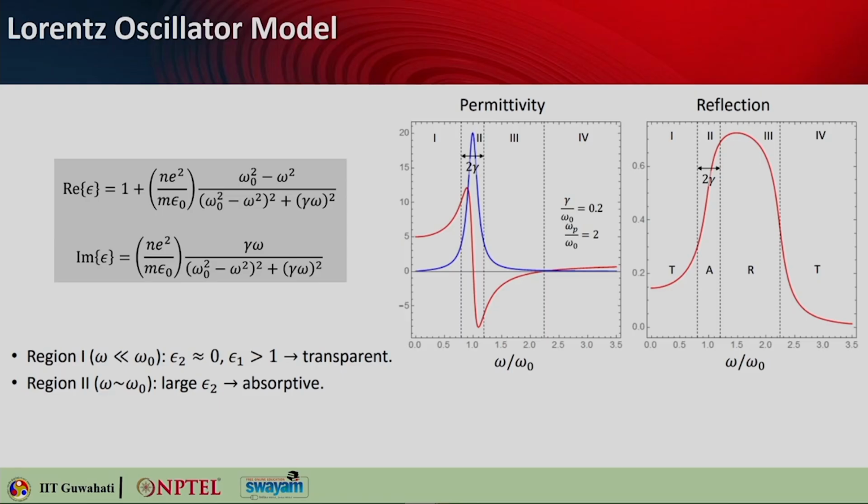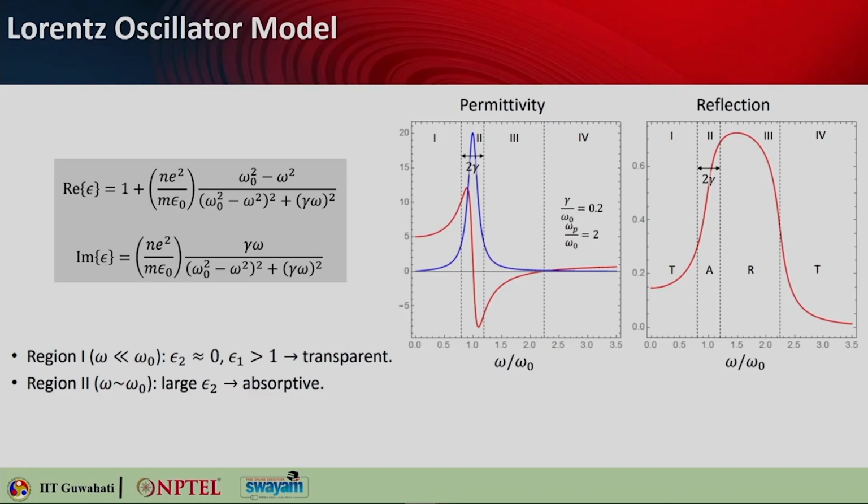So, light can easily pass through. Now, let us look into the second region, which is basically of the order, so it is close to 1. It means omega over omega naught is close to 1, which means the frequency is of the order of omega naught. In this case, you see that your material is highly absorptive, because the imaginary part of the permittivity is very high. So, you can denote this region as A.